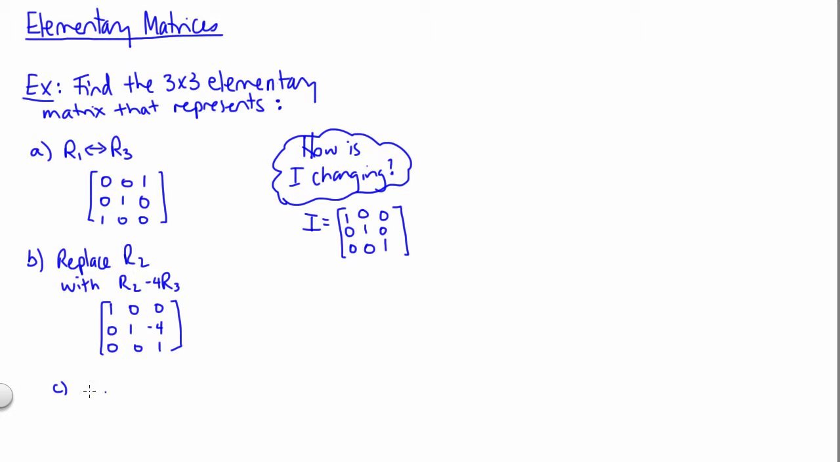And for part C, the elementary row operation that we'd like to do is take row 1 and divide it through by 8. The elementary matrix that would do that would look like this. So we've just performed the operation row 1 divided by 8 on the identity matrix.